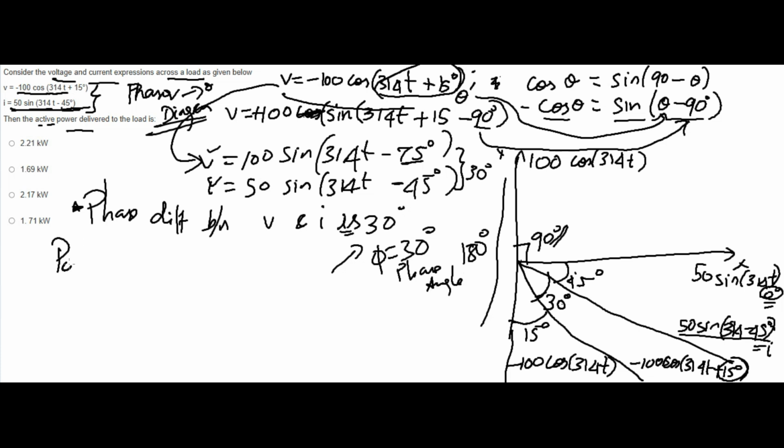So now we have to find the power factor. You know that power factor is always represented by cos phi, which is equal to cos 30 degrees. You know that cos 30 is root 3 by 2, which is 0.866.